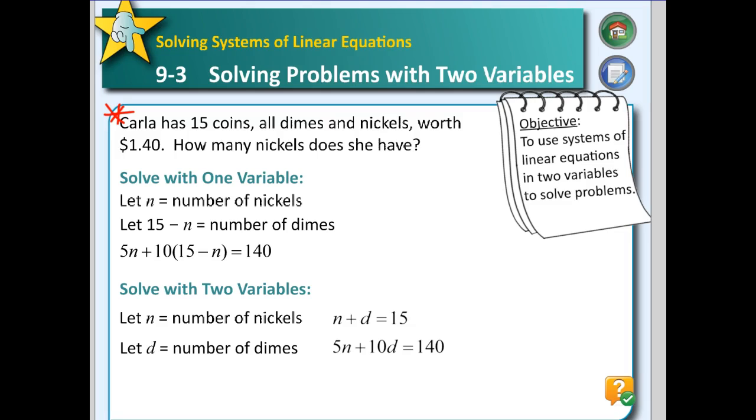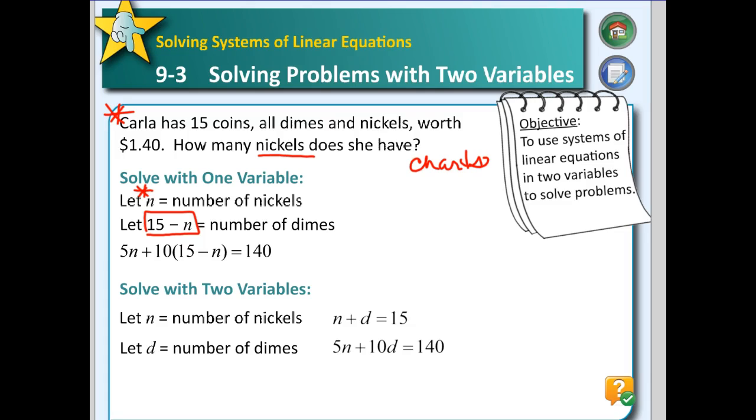Now if you remember, when we did these back in chapter 3 and 4, we used charts. So we would say, okay, I'm looking for nickels. We're going to let n equal nickels. And then remember, how did we figure out dimes? Well, we had to use the idea of 15 minus n is the number of dimes. And we did that a lot.